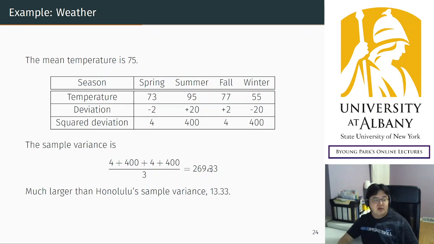269. Compared to Honolulu's sample variance, because it was the sample variance, you have to compare this with the sample variance, not the population variance. So Honolulu's sample variance was only 13. If you compare these two measures, it clearly captures the large variability in Arizona, right? So this is how you calculate the variance from the raw data.